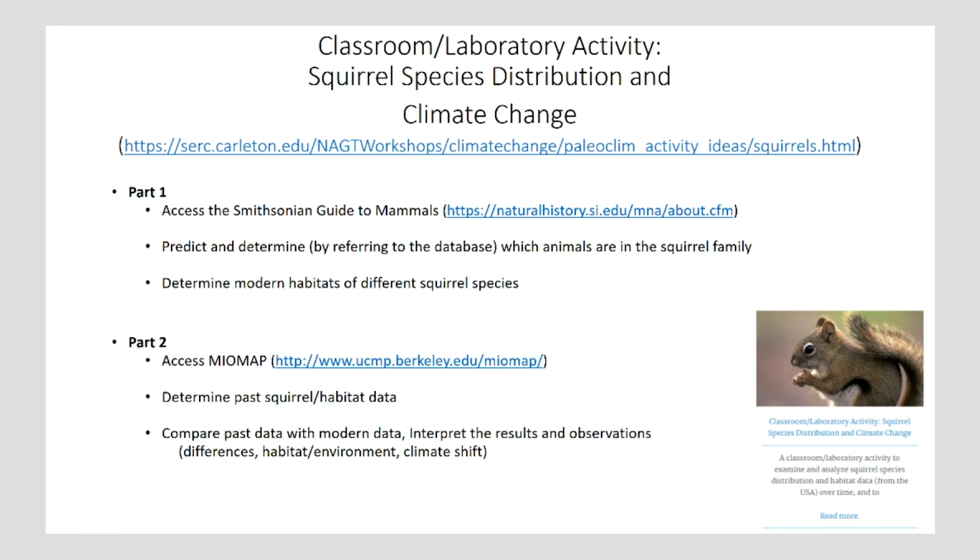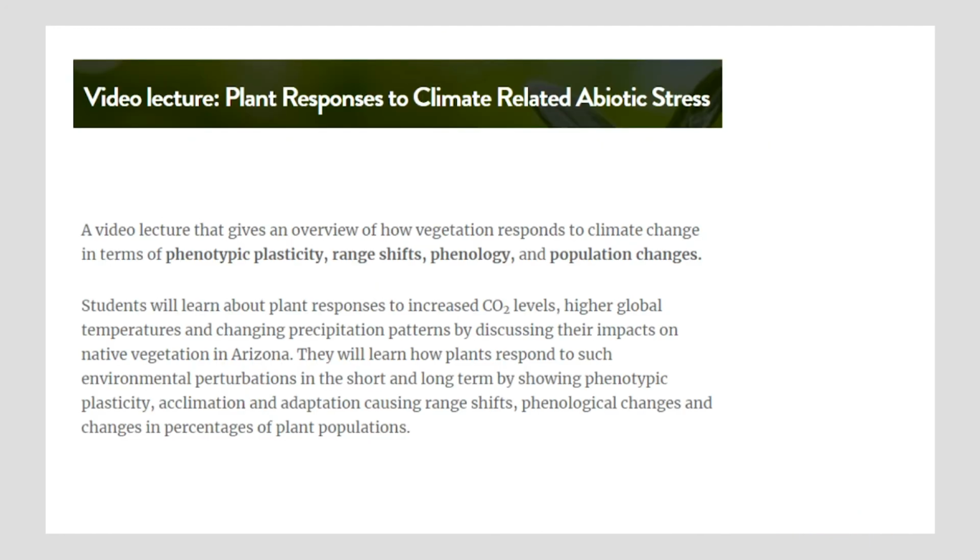In part 2, you access another database called MioMap, which allows you to determine past squirrel or habitat data. You can then have your students compare past data with modern data, and interpret the results and observations such as differences in habitat, environment, climate shift, etc.